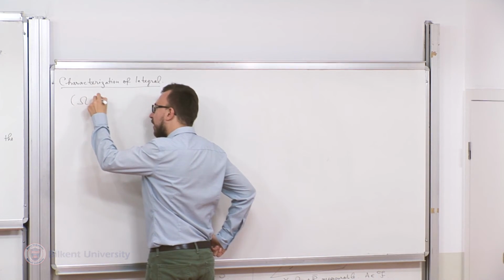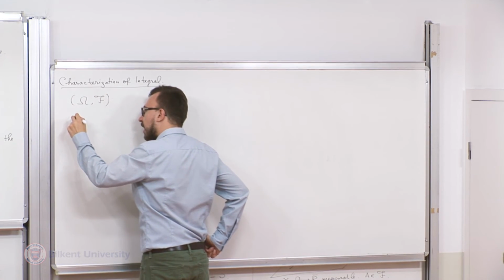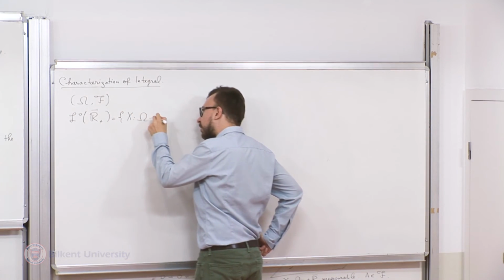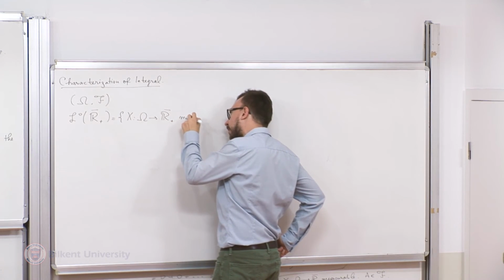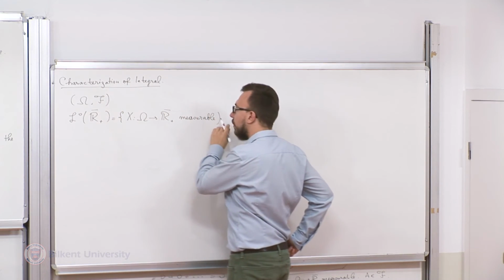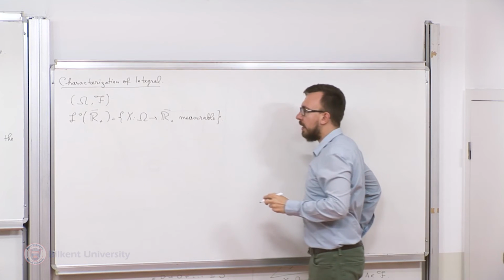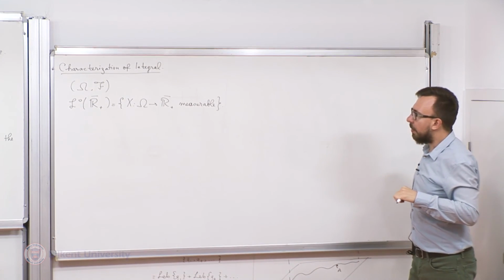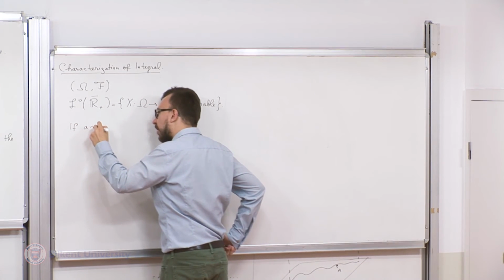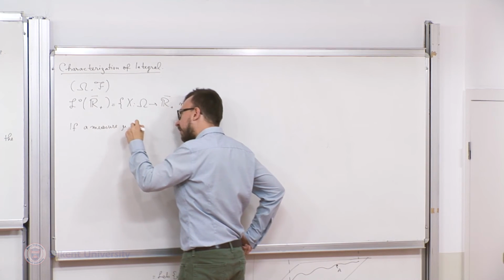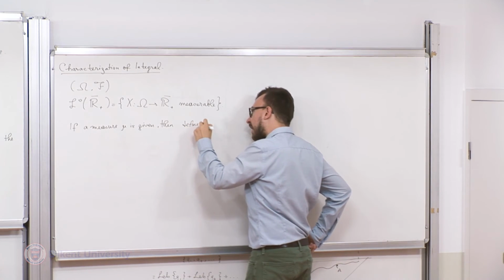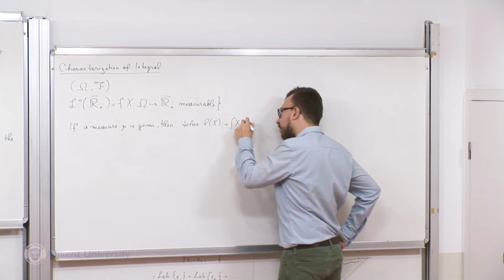So let's say you have the collection of all measurable functions that are positive. We also have, okay, measurable and positive, L0, with values in the positive part. So if a measure mu is given, then define L of x as the integral of x d mu.